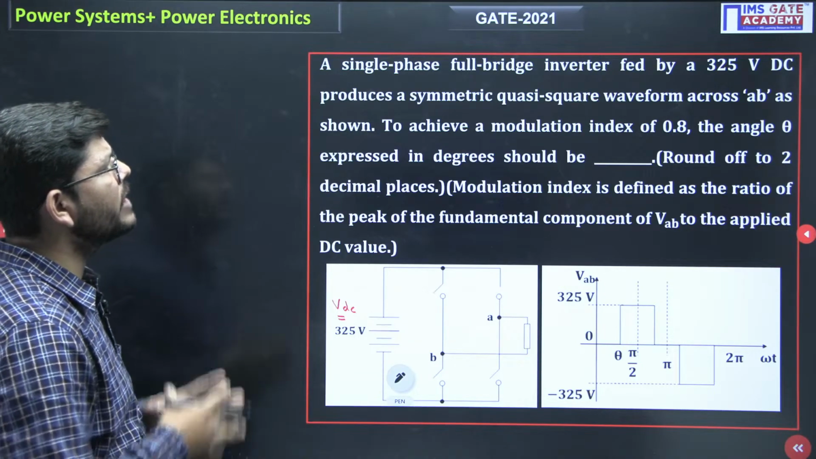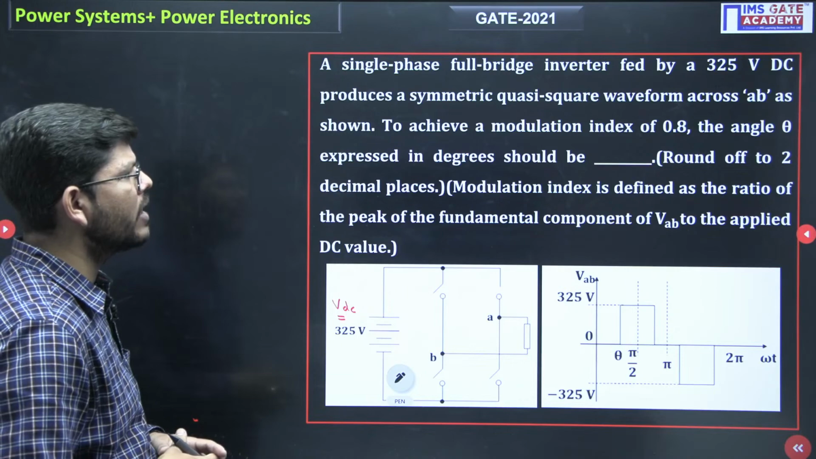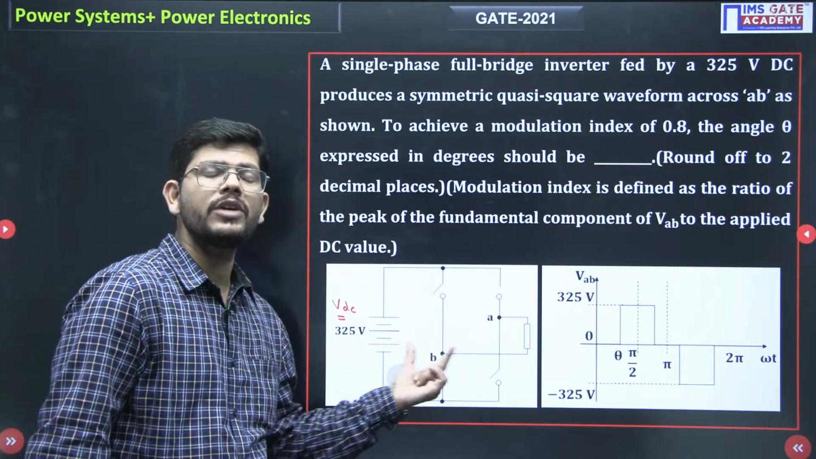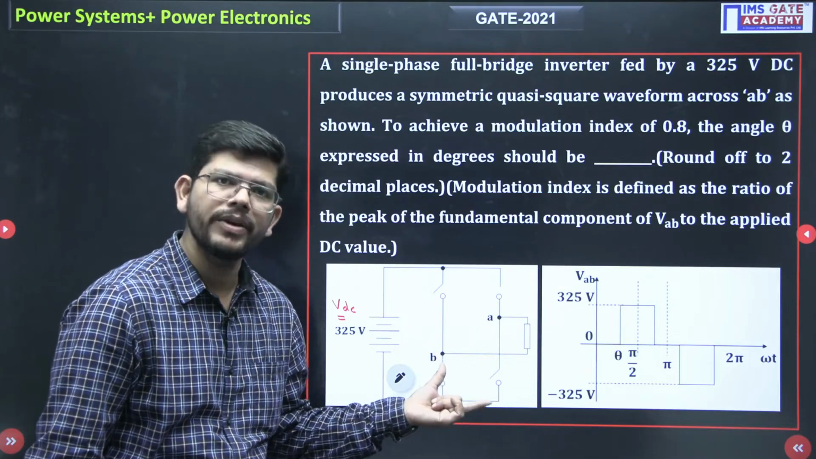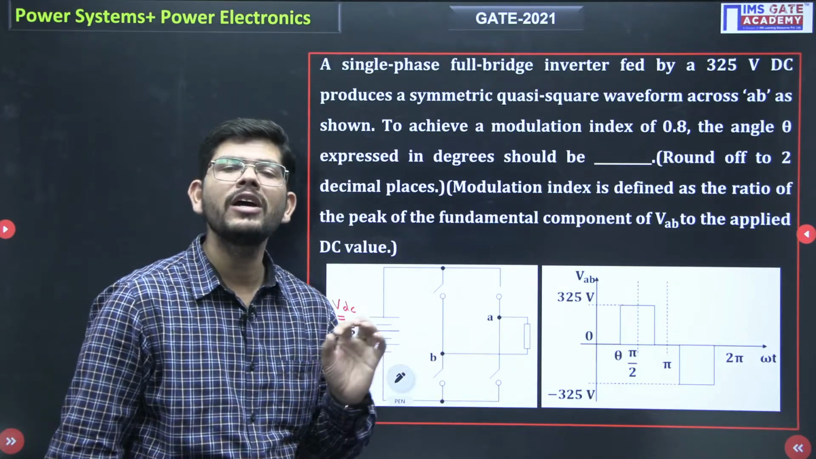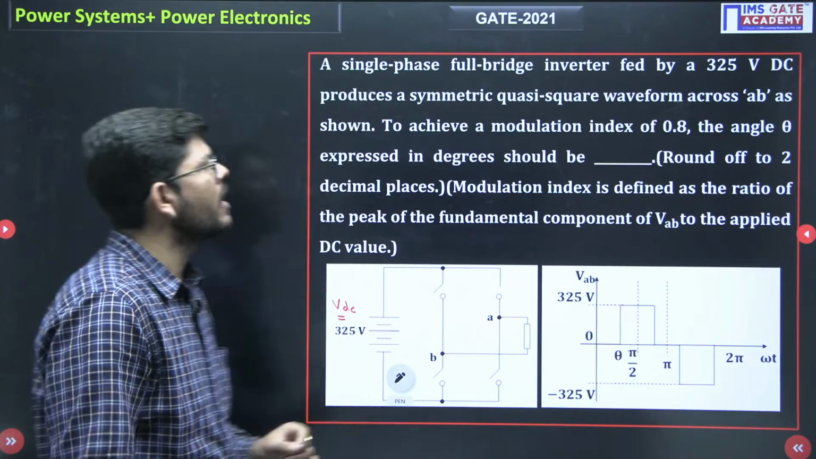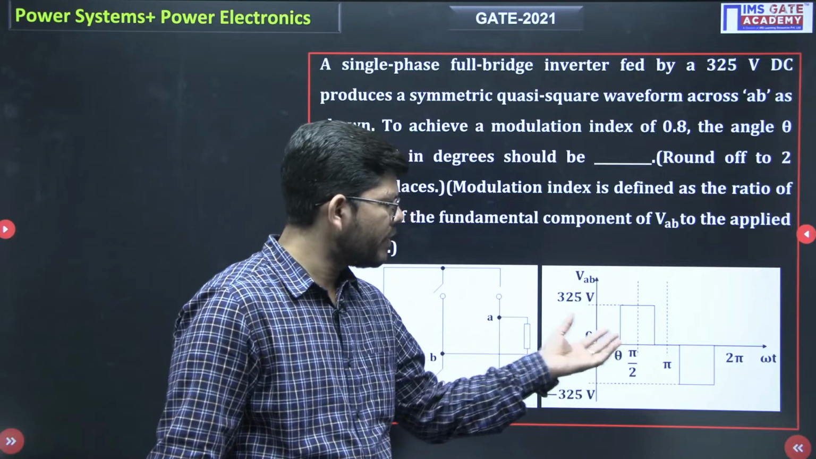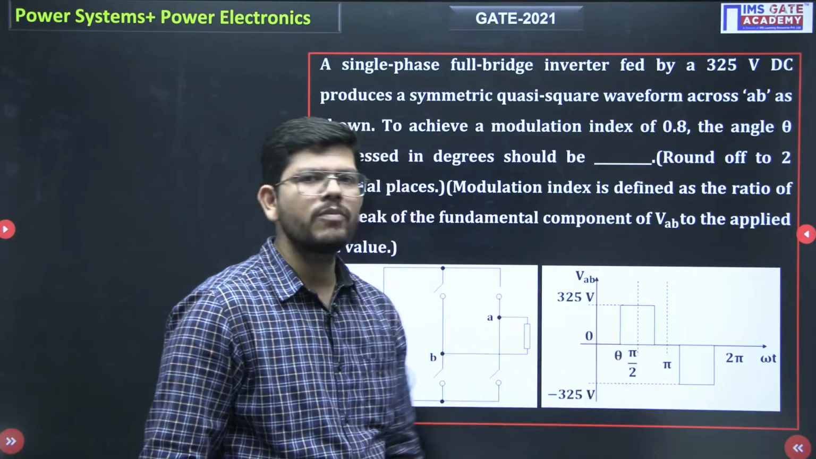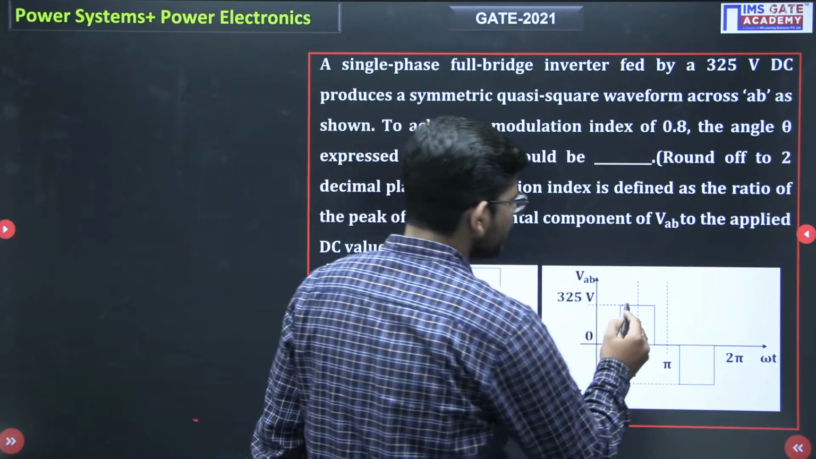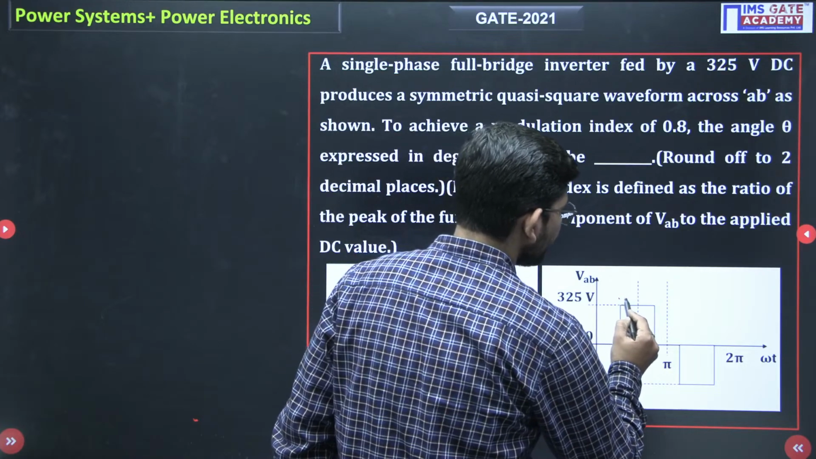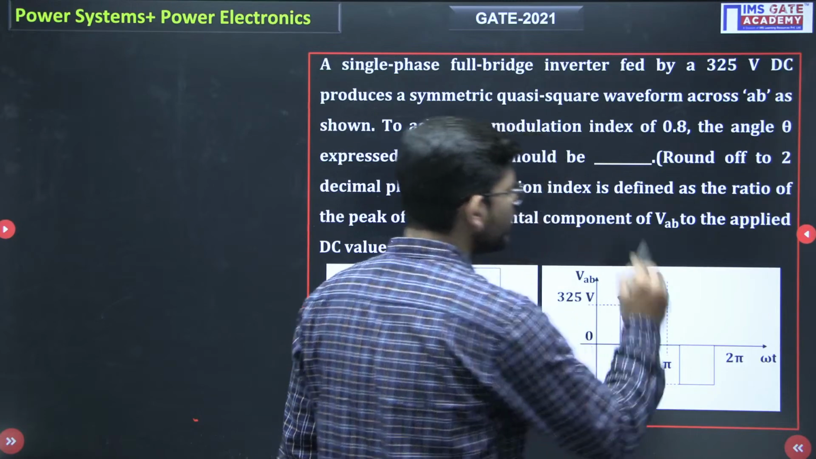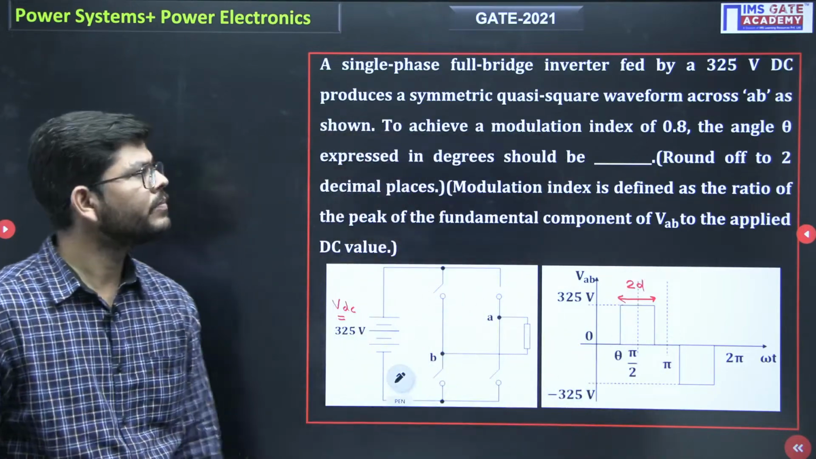It produces a symmetric quasi square waveform across AB. So this is the terminal AB where it produces a quasi square kind of waveform. Not a square wave, a quasi square wave, as shown in the figure as well. So the waveform is also given to us. This is the kind of quasi square wave we have. You know that the width of this particular waveform is 2D. So that is known to us.